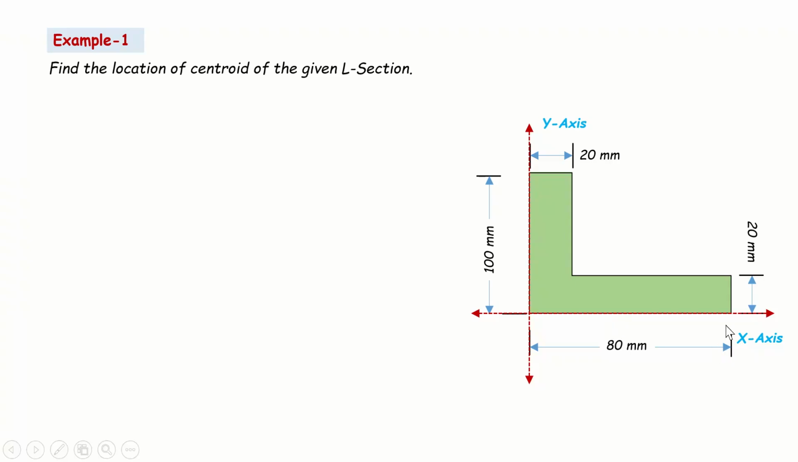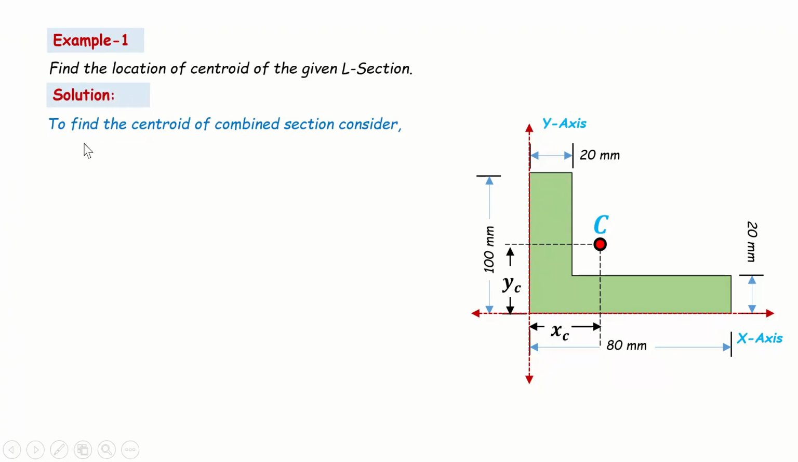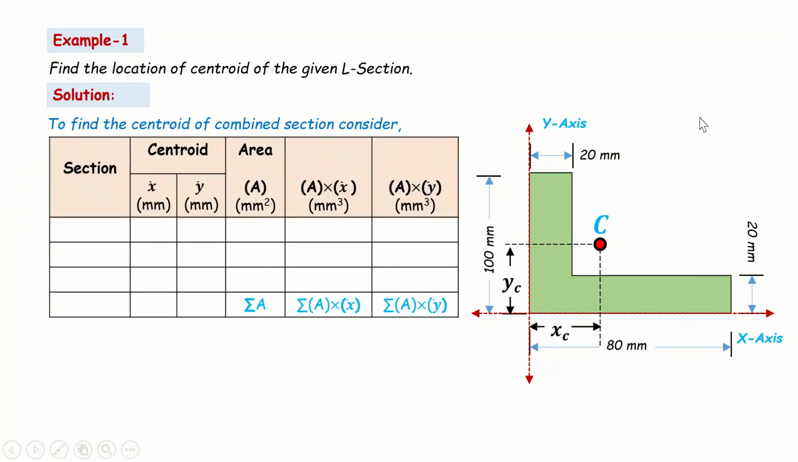So we have got x-axis and y-axis. This point we call the centroid of the composite section. The point C is the centroid of the composite section, and it will have its y coordinate as yc and x coordinate as xc, and we need to find out xc and yc by the procedure we have already discussed.